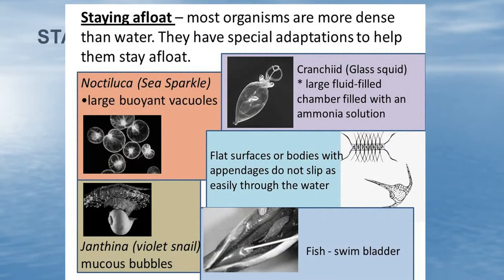Another strategy for the creatures in the epipelagic is staying in the epipelagic, okay? Because if they sink too far down, they'll get into the dark regions. They'll get to a place where they don't have a lot of food. And so they need to stay afloat. So we have seen already some strategies for this.